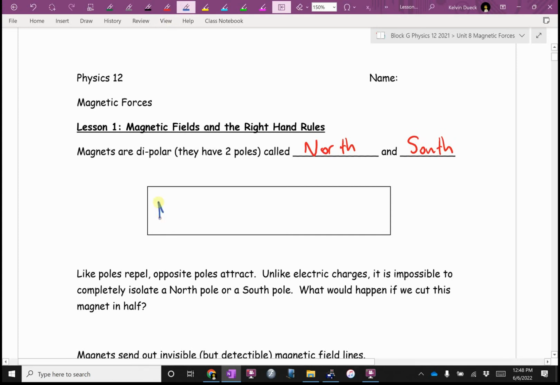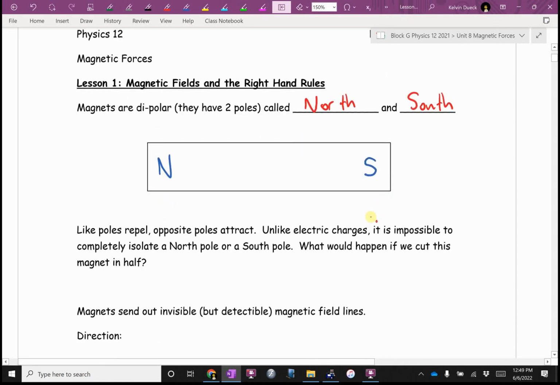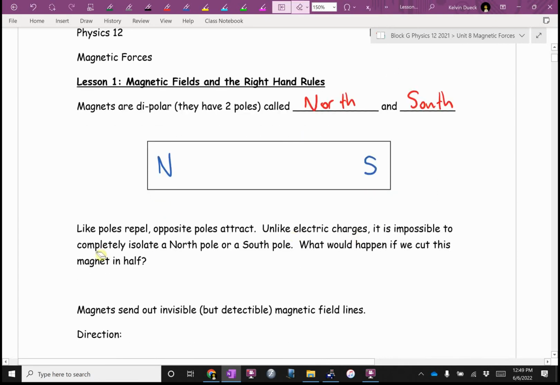So if this is a bar magnet, if that side was the north, then that side would be the south. Oh, and like poles repel. Unlike poles attract. So you're already starting to see why I said magnetism and electricity are two sides of the same coin. They're going to behave somewhat similarly, but there's going to be one very key difference. Unlike electric charges, it's impossible to completely isolate a north pole or a south pole. Can't be done as far as we know.